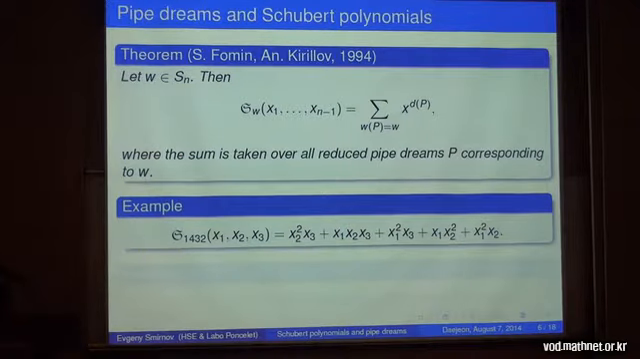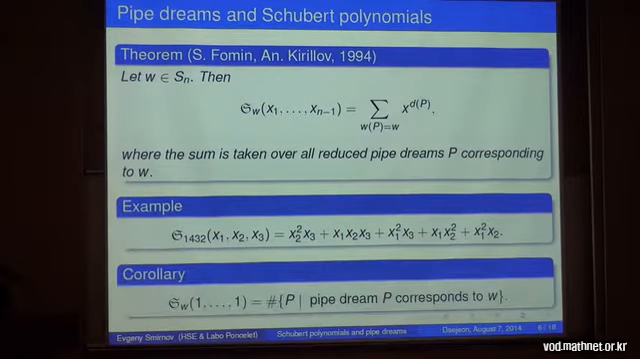Okay, and what happens if you plug in all ones instead of x's? Then you just get the number of those pipe dreams. So an obvious corollary is that the number of pipe dreams corresponding to W is equal to the value of my Schubert polynomial at the point 1. Should they be reduced? Reduced pipe dreams. Yeah, the word reduced is missing. Yeah, thank you.